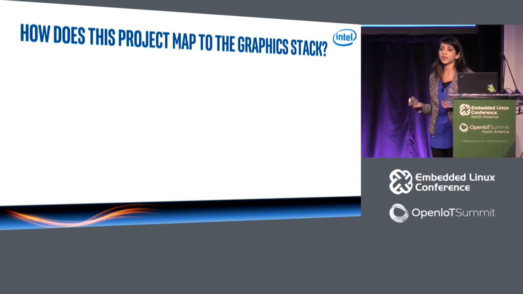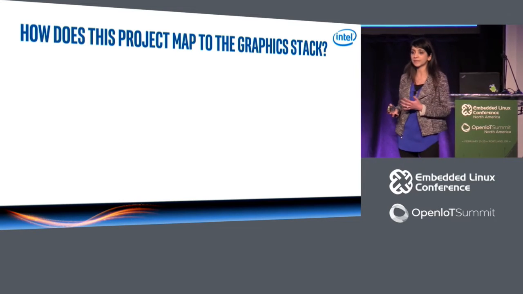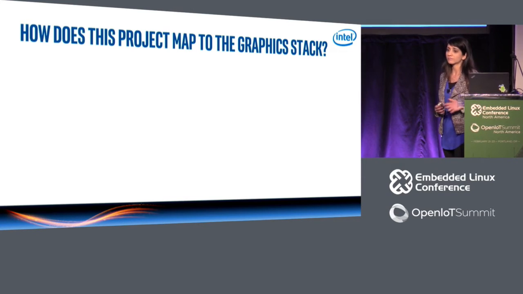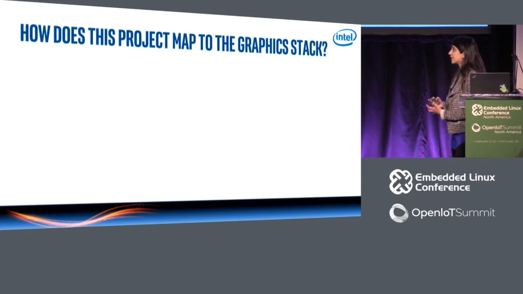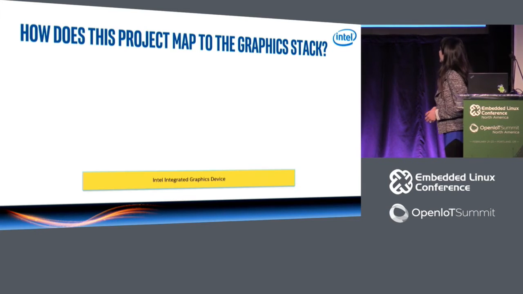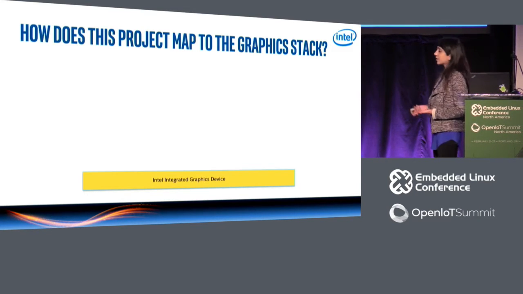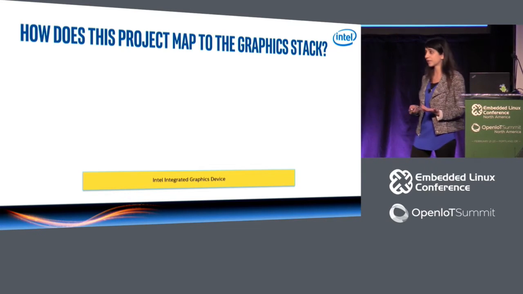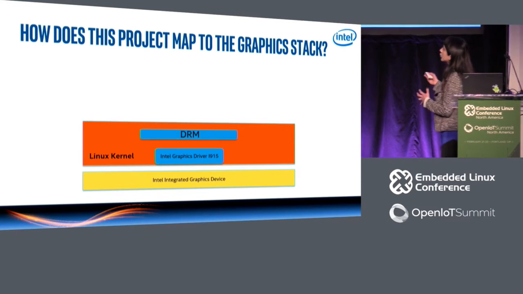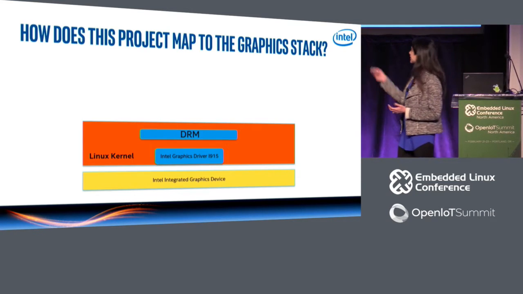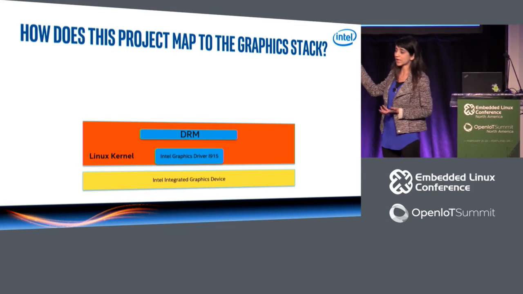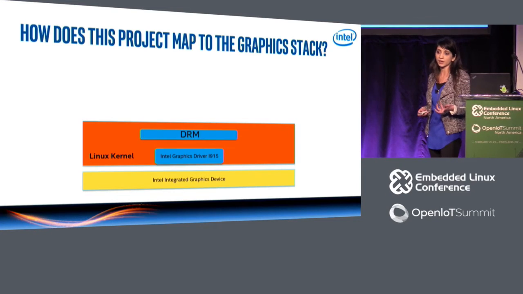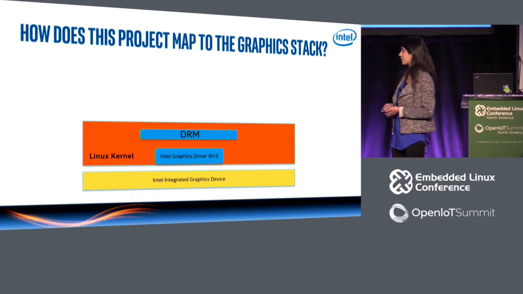But I really needed to figure out how it actually mapped to our graphics stack and what were some of the areas in the graphics stack I would need to modify, fix for that matter, to get this compliance going. So first is our hardware, the Intel integrated graphics device. That's the hardware that is rendering the display and acceleration. The component right on top of this is the Linux kernel, right? So this is where the Intel graphics driver sits, the i915 driver, which knows everything about our hardware, and it's going to configure the hardware according to the commands that it gets from the user space.